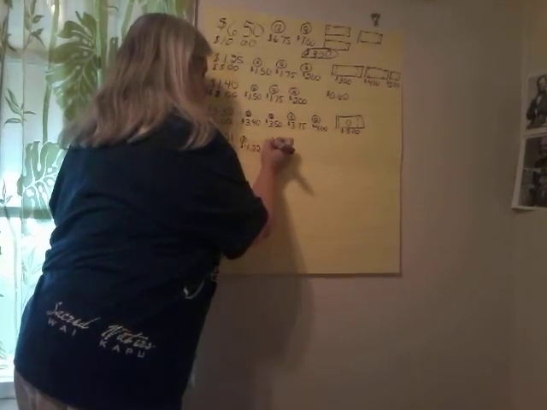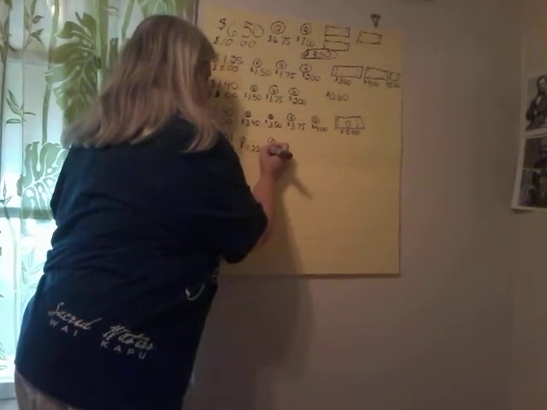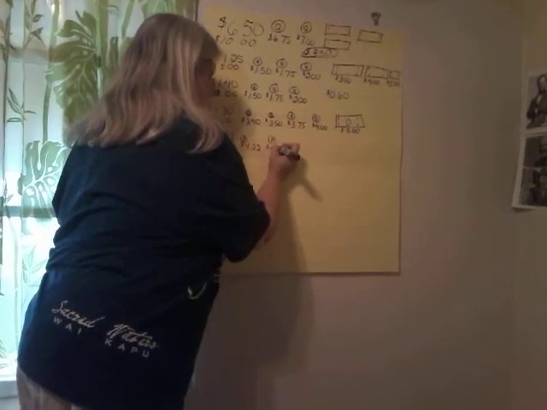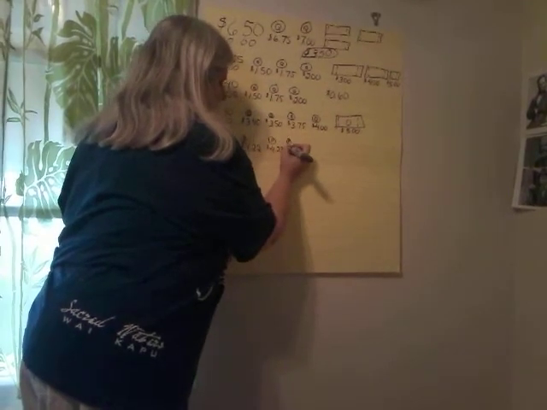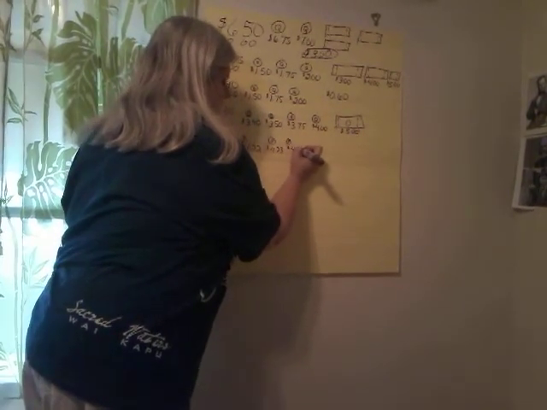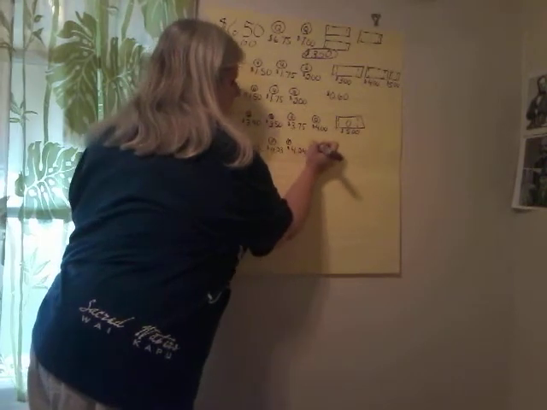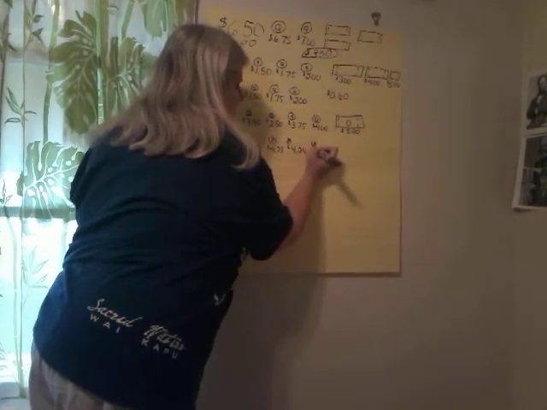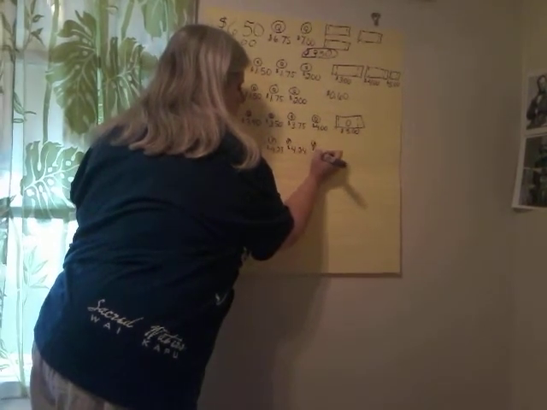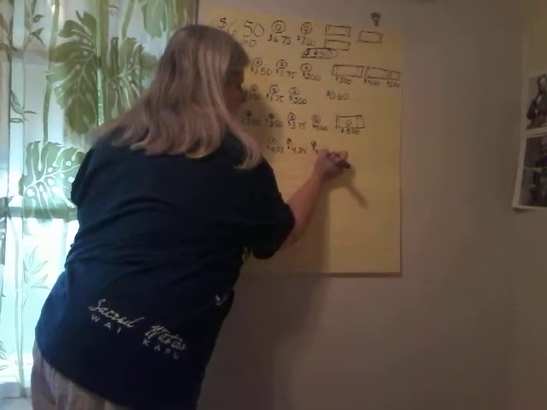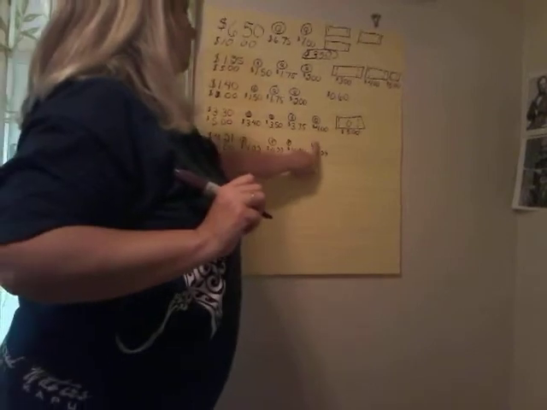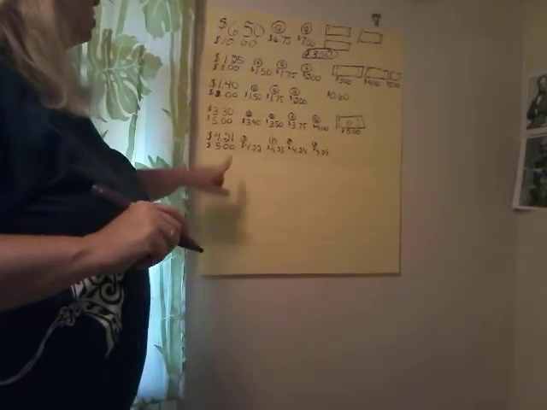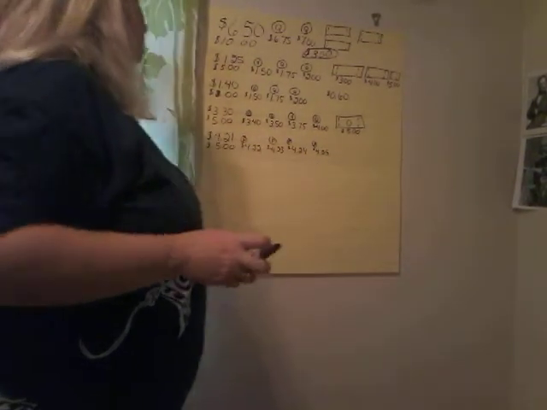$4.22. Then $4.23. Then $4.24. And our last penny gets us to $4.25. So we've counted our money up, okay, to get up to our $4.25.